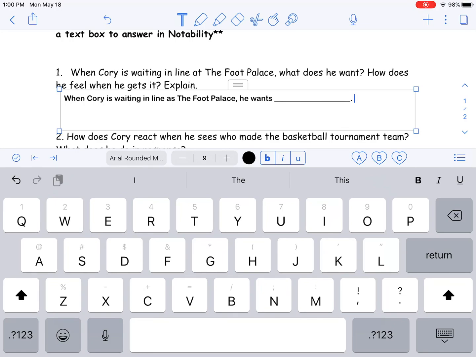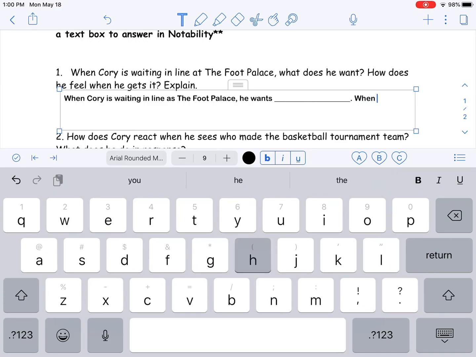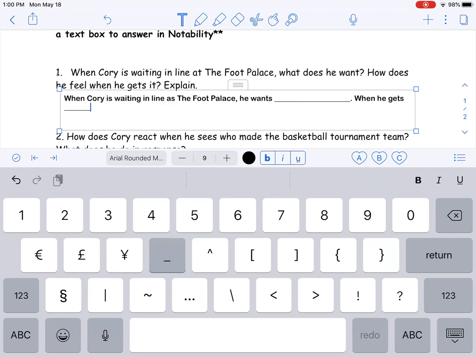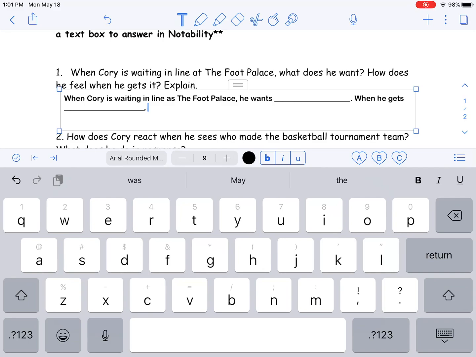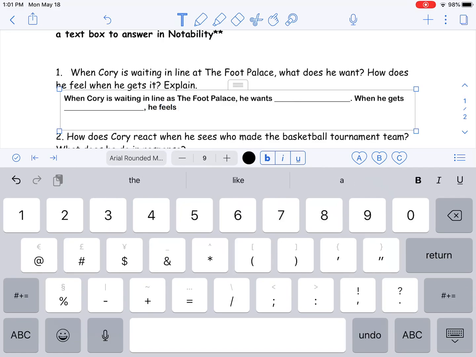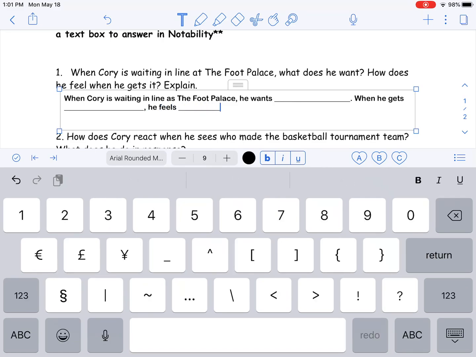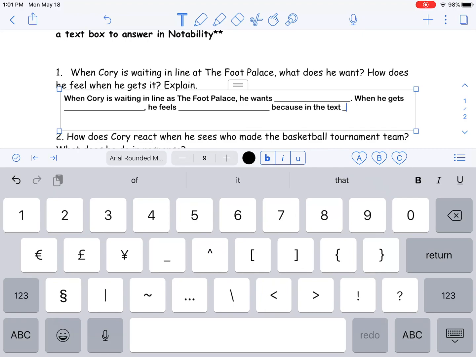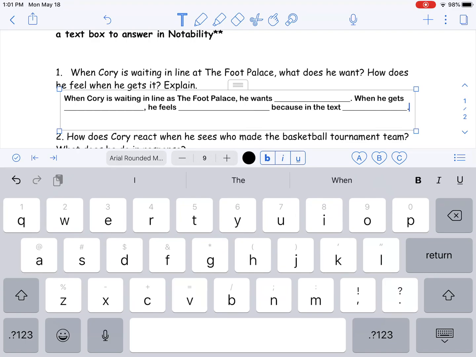Second part to this question: how does he feel when he gets it? When he gets, again, you're going to have to tell me what he's getting, because that's the first part of the question. He feels, and then you're going to give me a feeling word. When it says explain, that's when we have to provide text evidence: because in the text, and then tell me what happened in the text. How did you know how he felt? So question 1 is a two-parter.